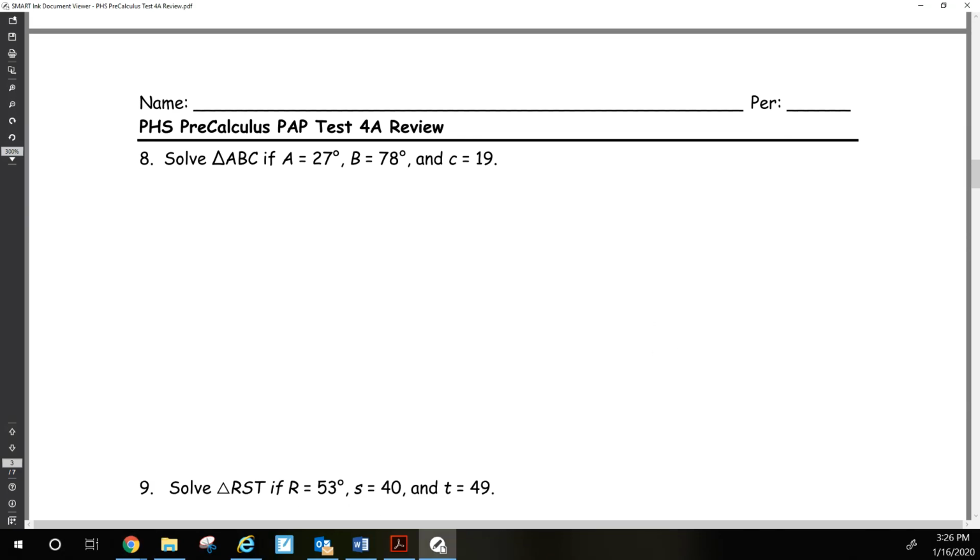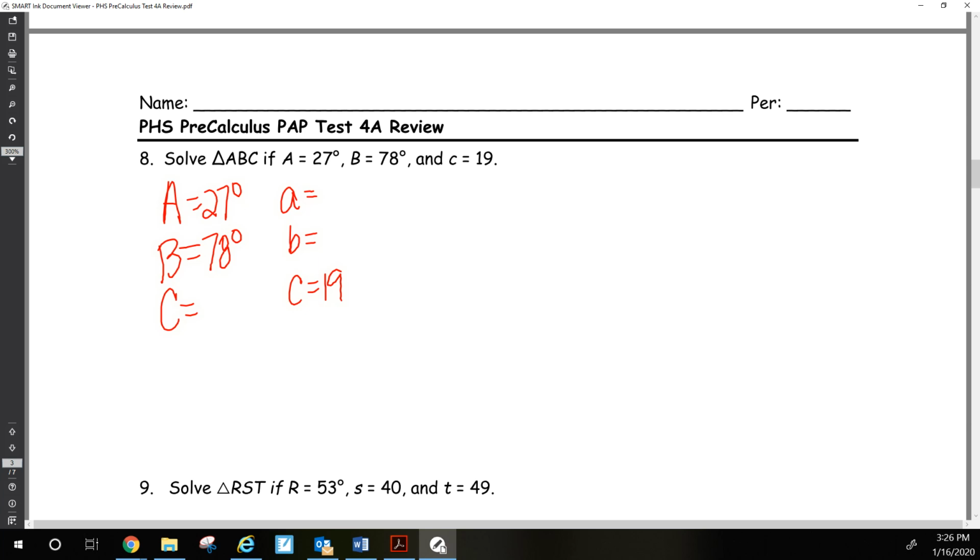We're on number 8. So solve triangle ABC if A is 27 degrees, B is 78 degrees, C, we don't know. Little a, we don't know. Little b, we don't know. Little c is 19. How can we get this one started?